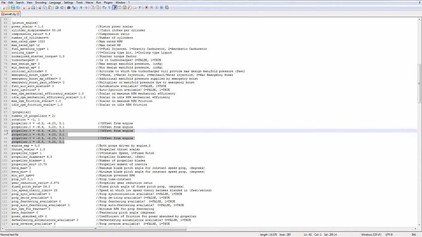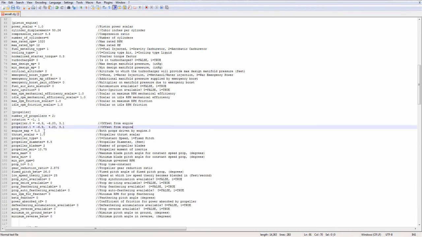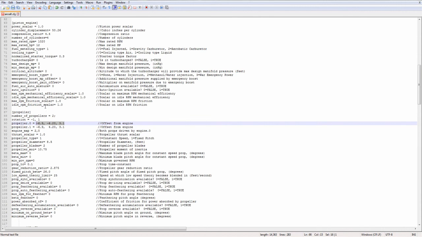All right, making sense? Hope I haven't lost you. Now, the number you put here is which engine drives that propeller. So if I put a 1 here, I am saying that propeller 0 is driven by engine 1. If I put a 2, propeller 0 is driven by engine 2. That also changes what engine it's going to be relative to. That means this will be relative to engine 2 wherever I put engine 2 in the engine data. So keep that in mind.